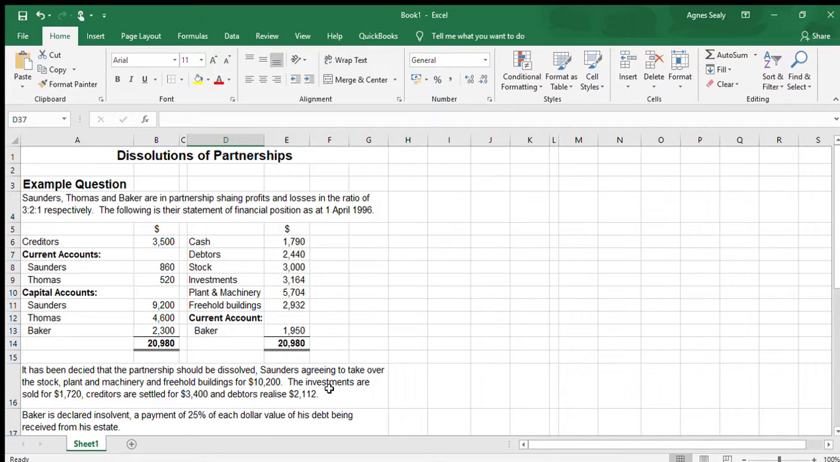So they don't share it in the profit sharing ratio. They share it in the ratio of their last agreed capital balances.